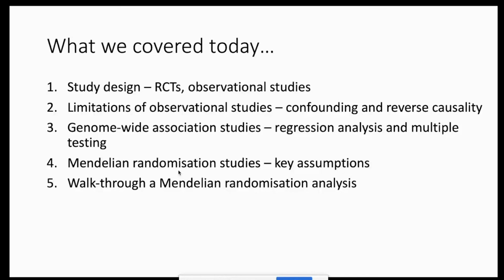Then we've done a simple walkthrough of a Mendelian randomization analysis. However, there's a lot more to learn around sensitivity analysis and further, more in-depth statistical techniques that we can use to make sure the Mendelian randomization is valid.